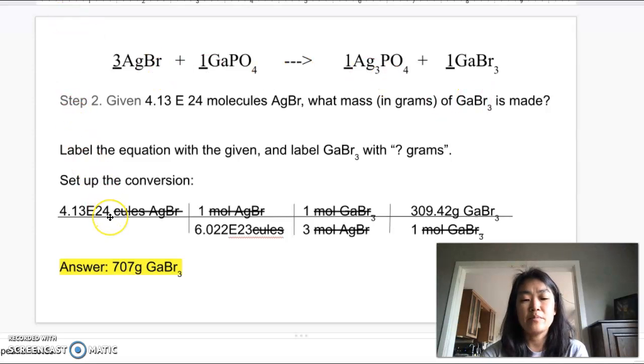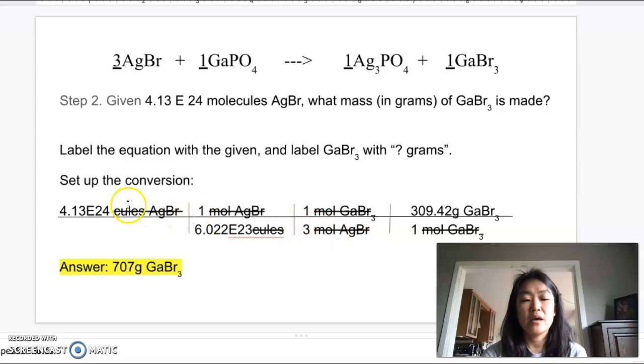So you can see that I've set up the conversion. You're trying to go from molecules of the reactant over to grams of the product. Make sure that you're setting up true conversions. There truly is Avogadro's number of molecules in a mole. The mole ratio is 1 to 3, so I went ahead and put that. I got the 3 from that coefficient there, and I got the 1 from that coefficient there. And then the molar mass of gallium bromide is right there, so I have that there.